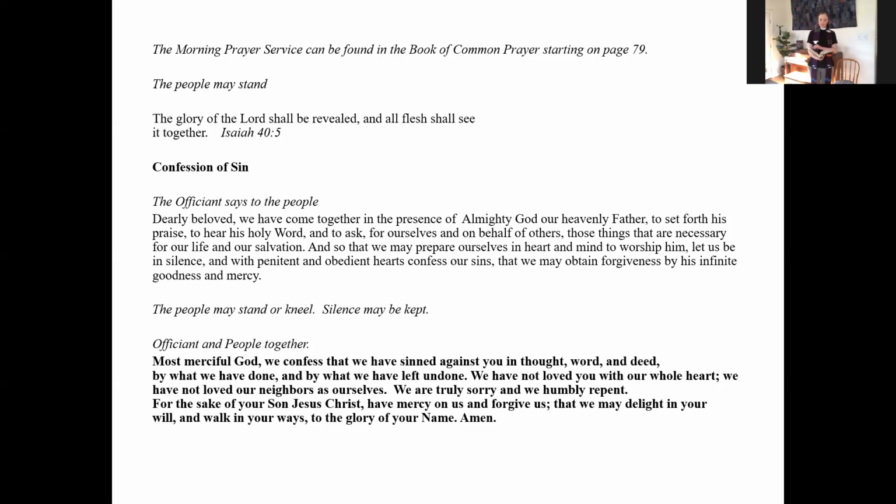Most merciful God, we confess that we have sinned against you in thought, word, and deed, by what we have done and by what we have left undone. We have not loved you with our whole heart. We have not loved our neighbors as ourselves. We are truly sorry and we humbly repent. For the sake of your Son, Jesus Christ, have mercy on us and forgive us, that we may delight in your will and walk in your ways to the glory of your name. Amen.